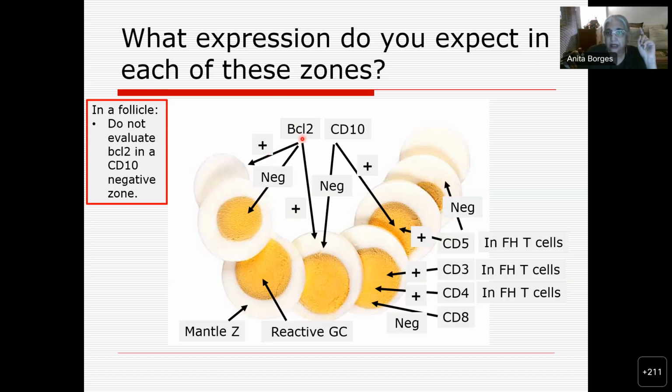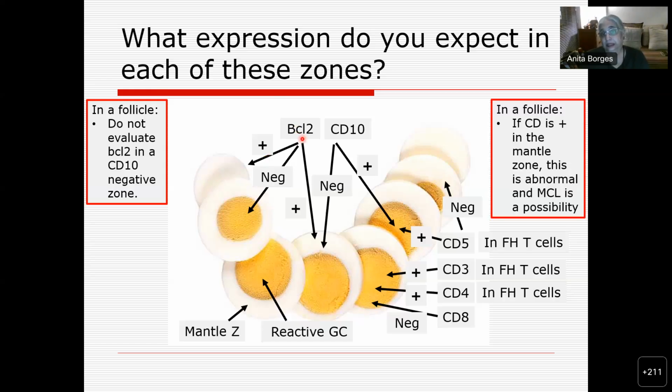Very good. Now, another thing, in a follicle, and you guys fell into the trap, CD5, I'm sorry, CD5 is missing in that. If CD5 is positive in the mantle zone, this is abnormal, and mantle cell lymphoma is a possibility. I'm not saying that it is mantle cell lymphoma, but that is abnormal. I hope that is something that you now internalize.